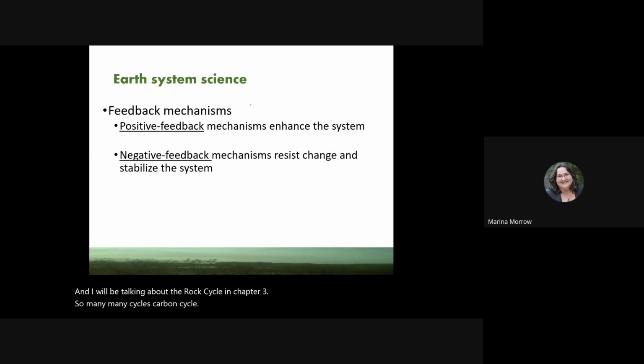Okay, now one of the things we're going to be looking at, especially when we talk about climate change, are feedback loops, feedback mechanisms. So positive feedback mechanisms enhance the system. So what that means is that the effect of some change will get bigger and bigger as it cycles through. A negative feedback mechanism resists change and it stabilizes the system. Okay, so I've got 2 examples of this coming up.